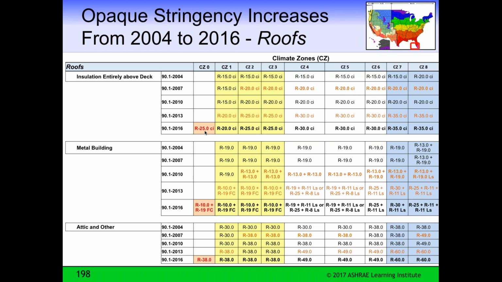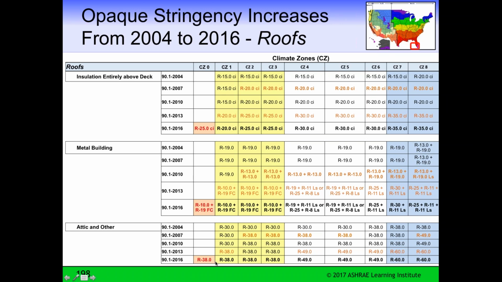So there's been a major increase in the stringency of the opaque envelope requirements, and pay attention to the requirements in climate zones 0, 1, 2, 3. A little later on, we'll look at the white roof requirements and what you have to do if you don't have white roofs in climate zone 0 through 3. And then for metal building, you see you have two sets of insulation requirements in the metal building structure.